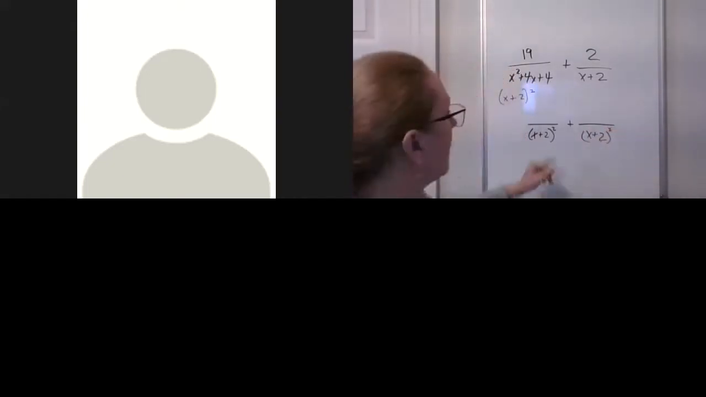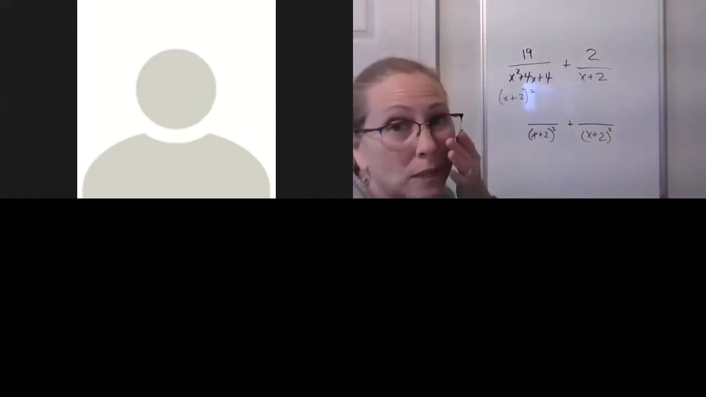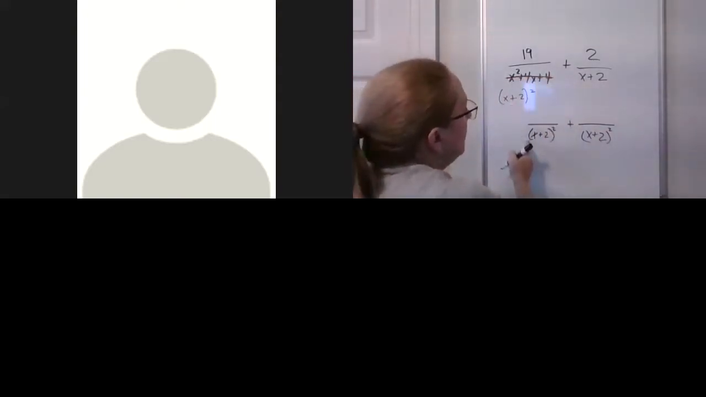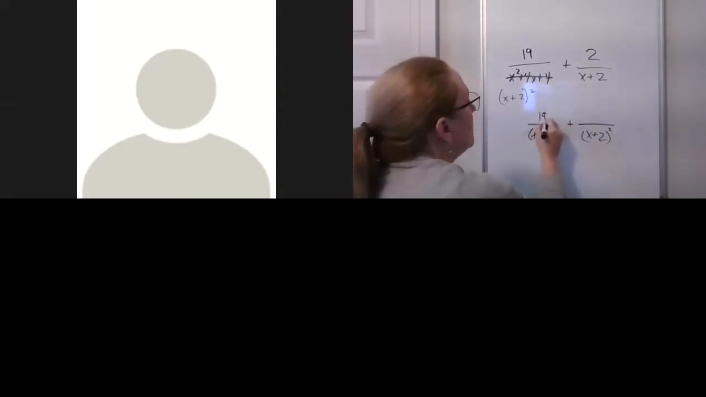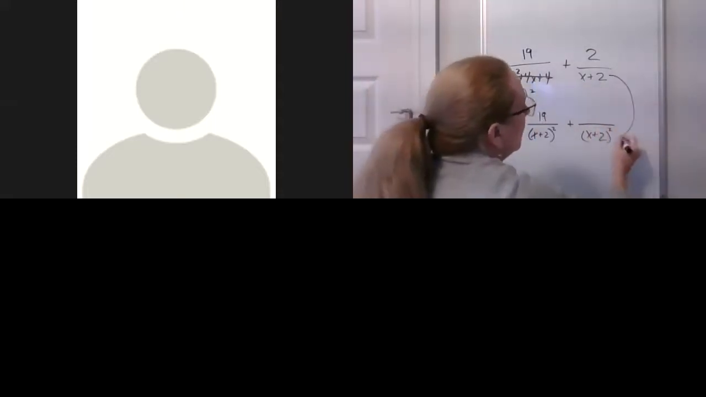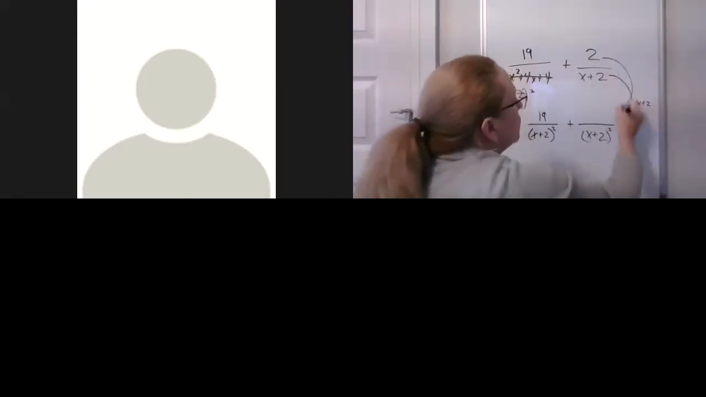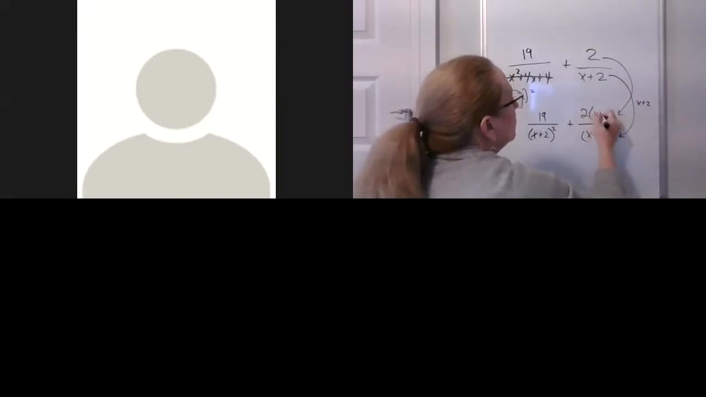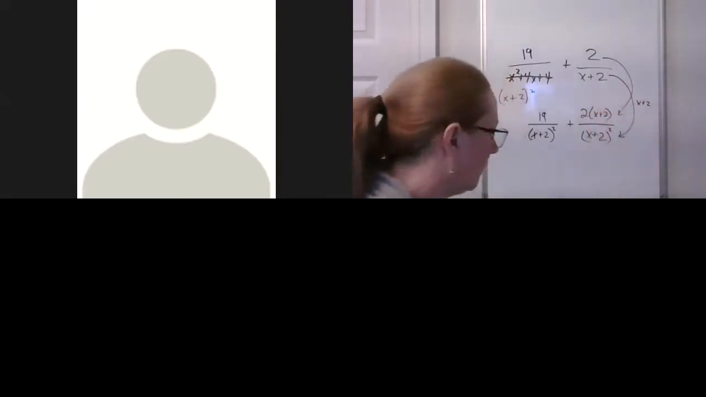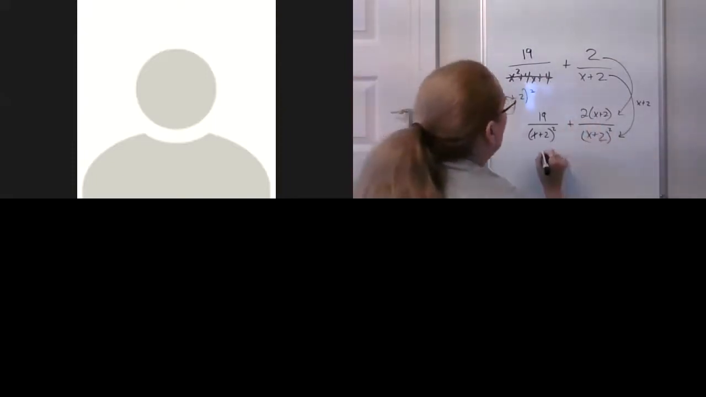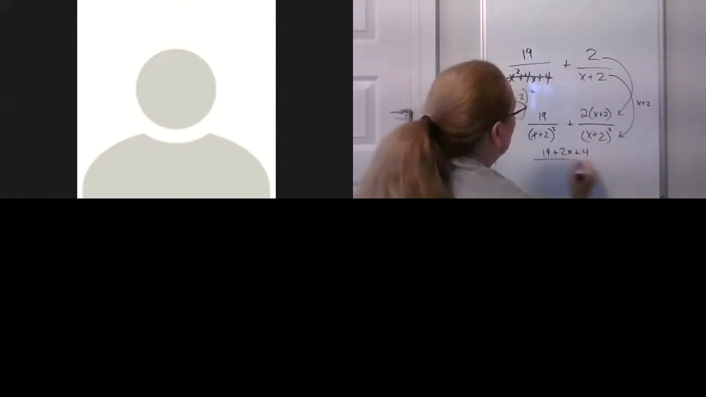It is the same value twice, which changes your LCD because it has to be the highest exponent. So if you only wrote x plus 2 down here, then you would miss out that it would not be your LCD. Here, this is already the LCD, so this is just 19. Here, we have one x plus 2, we need the other one. So 2 gets multiplied by x plus 2. Luckily, in this case, it's addition, so we don't have to worry about distributing a negative. We have 19 plus 2x plus 4 over x plus 2 squared.